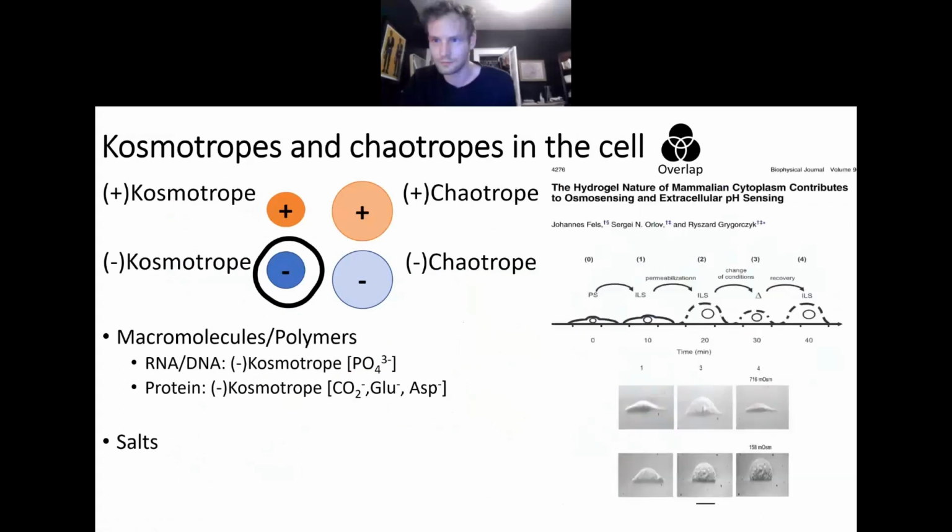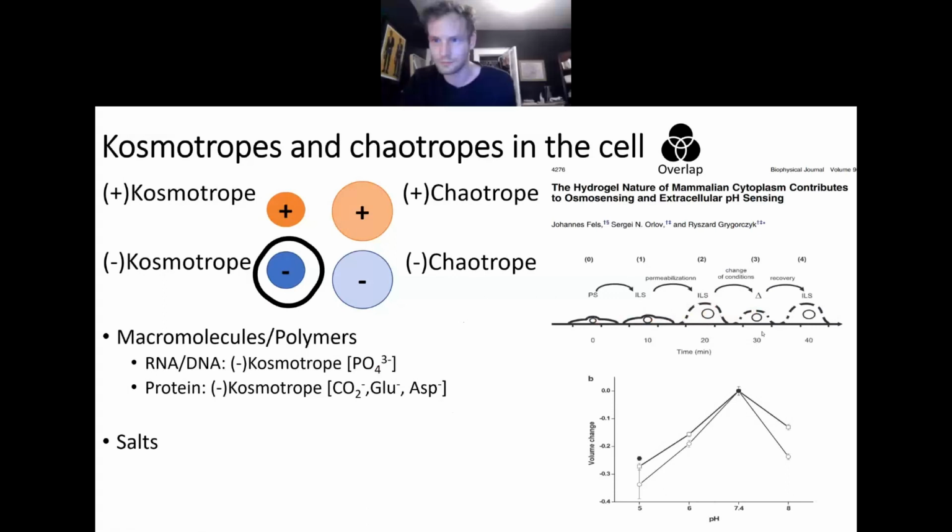So this idea is experimented and played with by this group that has this paper, The Hydrogel Nature of Mammalian Cytoplasm Contributes to Osmosensing and Extracellular pH Sensing. And what they did is they permeabilized the cell membrane, and this kind of allowed some water in. But then they would change the pH or change the osmotic pressure and then see how the volume of the cell changed over time.